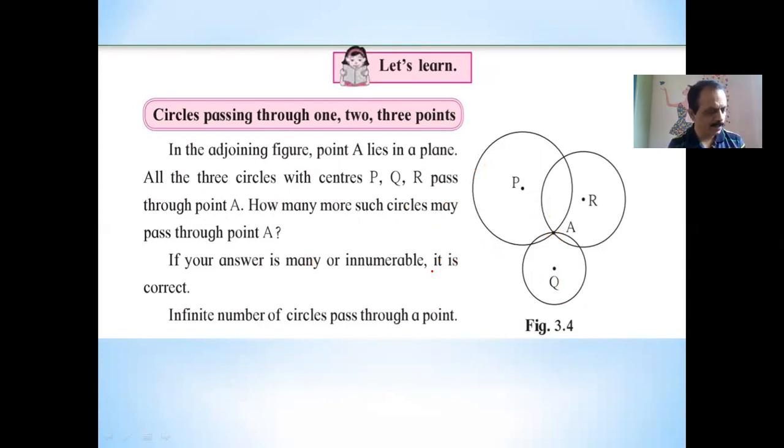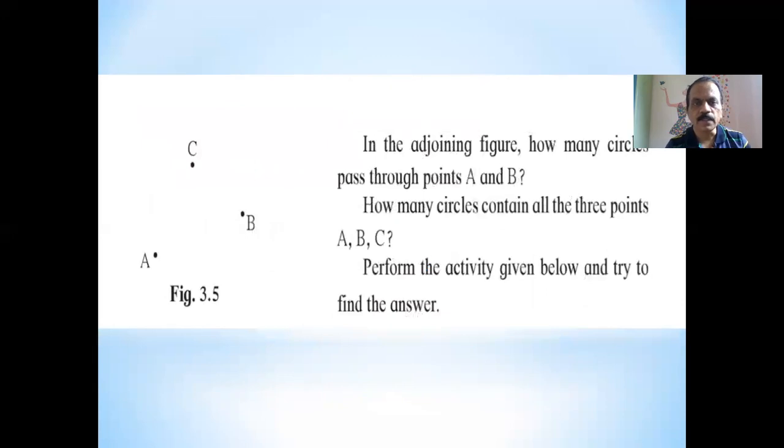त्यानंतर पुढचा घटक आपल्याला दिलेला आहे in the adjoining figure. Look here, next, in the adjoining figure, how many circles pass through the points A and B? Here this is the plane. On this plane, we are given the 3 points A, B, and C. Now here one point is how many circles pass through points A and B.